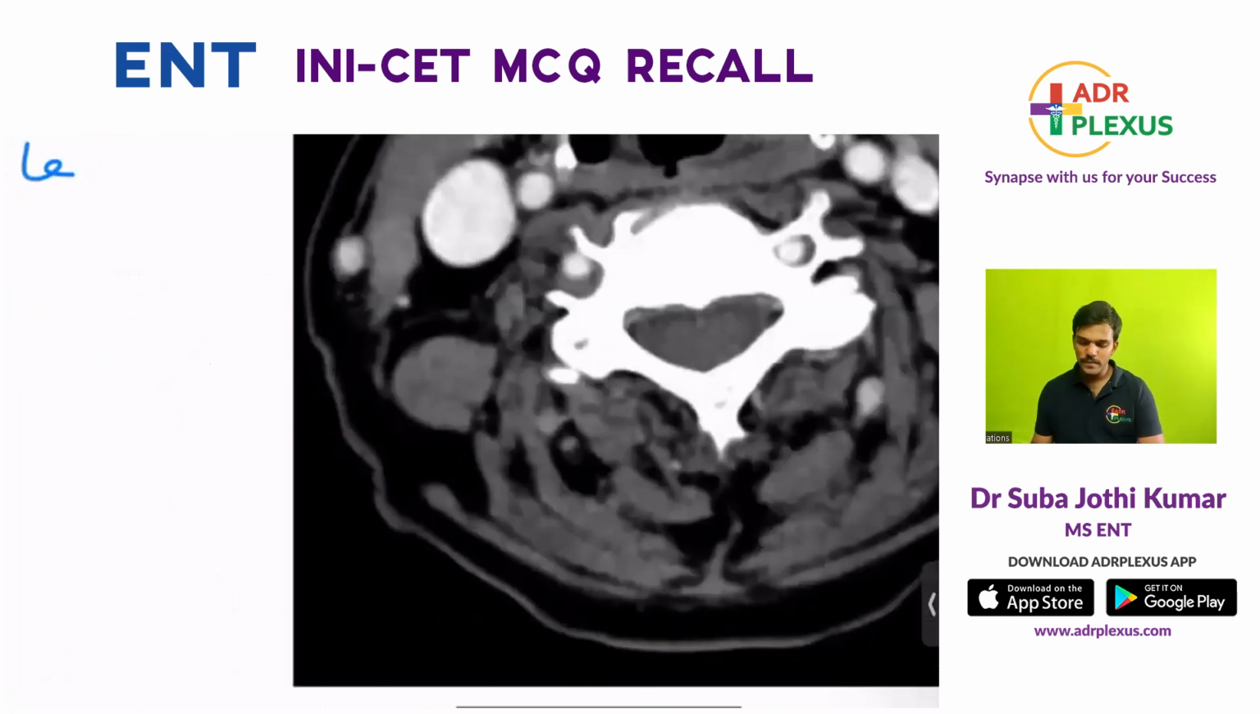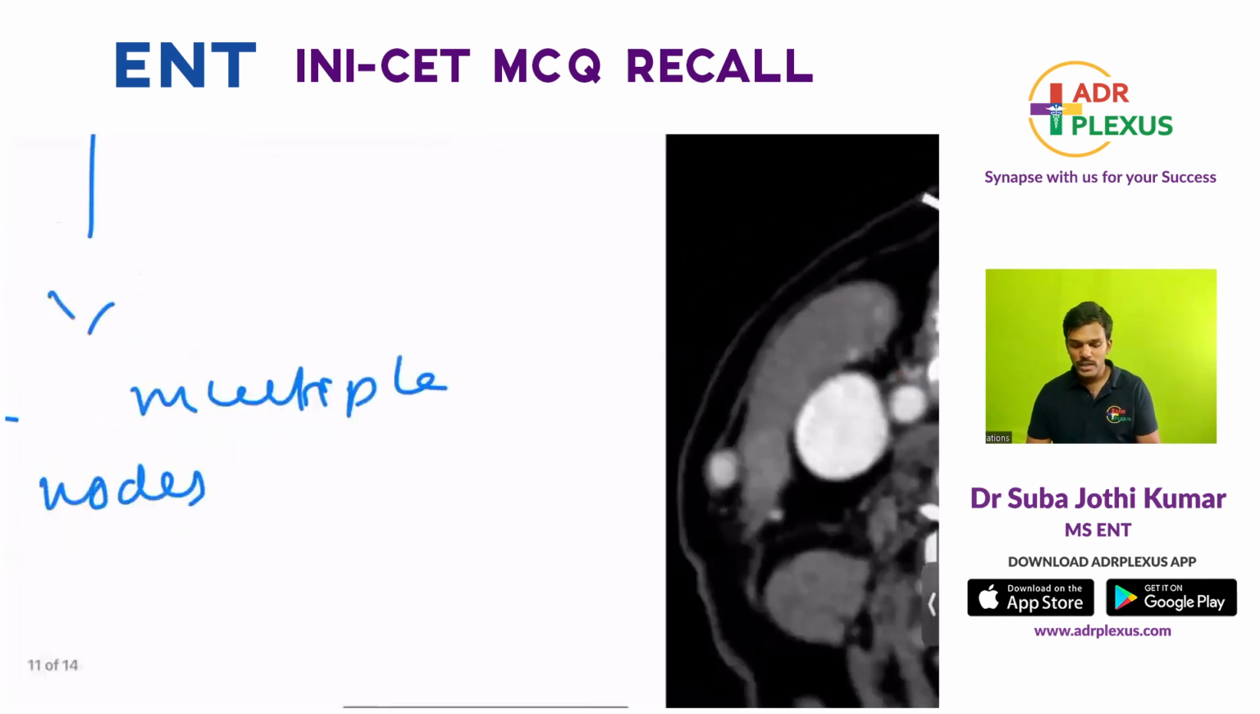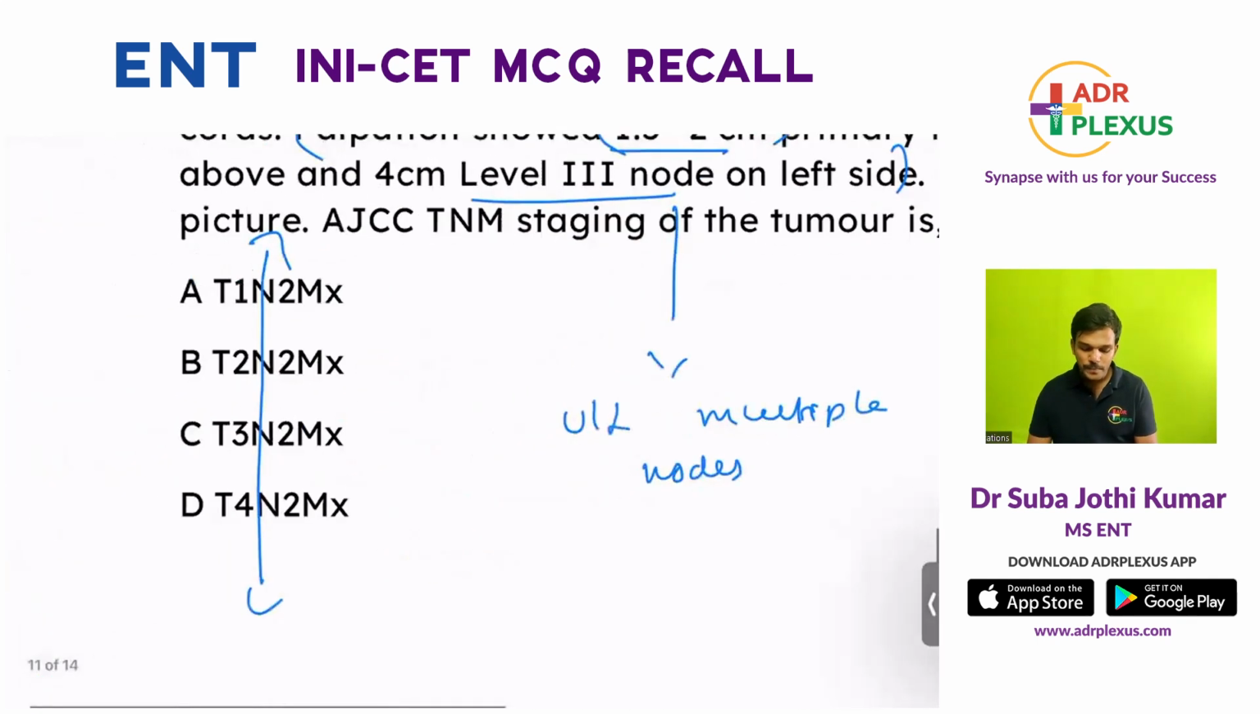In this picture, this is a supraglottis. This supraglottis has breached this thyroid cartilage. Has breached this thyroid cartilage. Let us extend. If there is breaching of the thyroid cartilage, it is T4A. So what is the option that has been given?